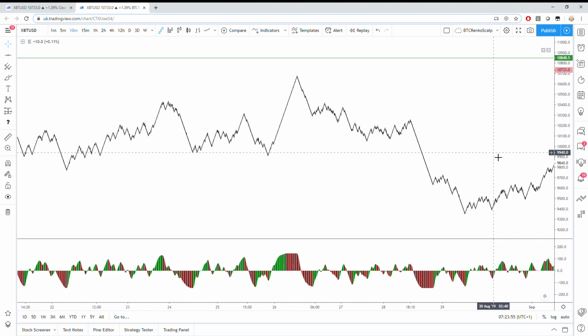There are a couple of patterns to be aware of in the Awesome Oscillator, and I want to cover that off in a separate video. I just wanted to give a very quick rundown of the way the Awesome Oscillator is utilized currently.